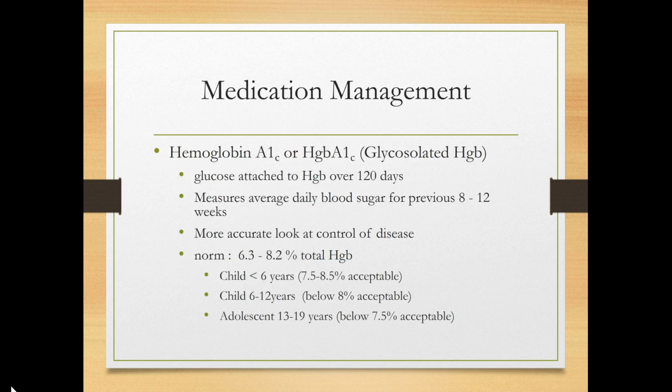They're going to check an A1C. You don't need to memorize the normal values. Do know, though, that an A1C measures the average daily blood sugar for the previous 8 to 12 weeks, so about 3 to 4 months. And again, 80 to 150 is where we want to see it.